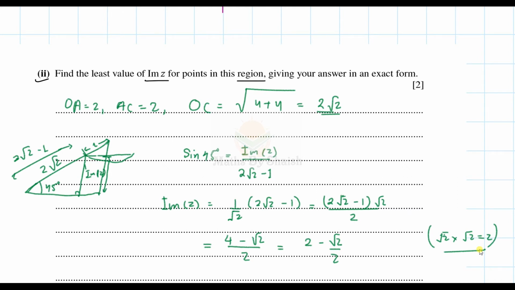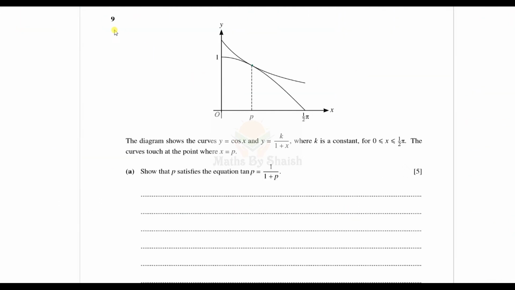Here's question number 9. The diagram shows the curves y is equal to cos x and y is equal to k over 1 plus x, where k is a constant and x is between 0 and pi by 2. The curves touch at the point where x is equal to p.